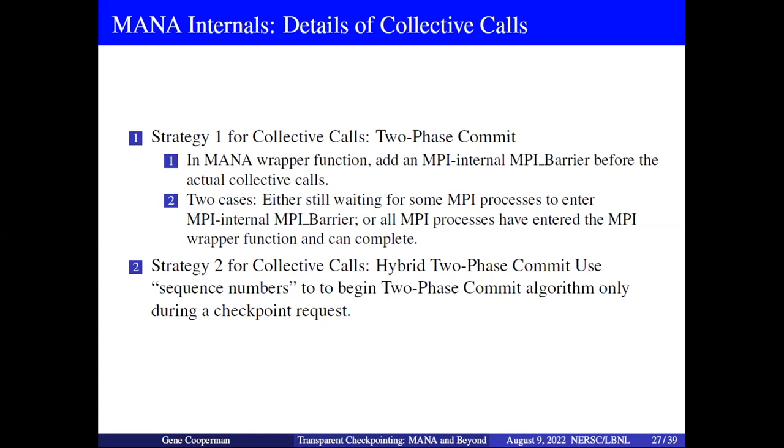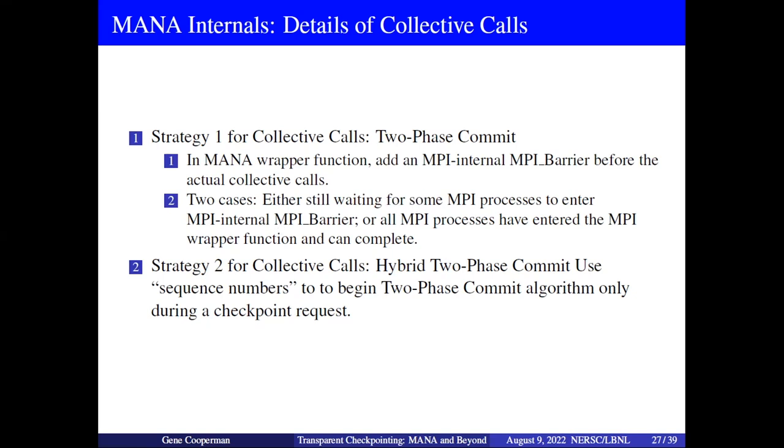And on restart, well, we talked about log and replay. For this internal MPI barrier, we don't try to log it, and we don't try to replay. In essence, we just restart the wrapper function and we replay the MPI barrier one more time. So we just throw away that internal MPI barrier. So that's great. What's the other case?